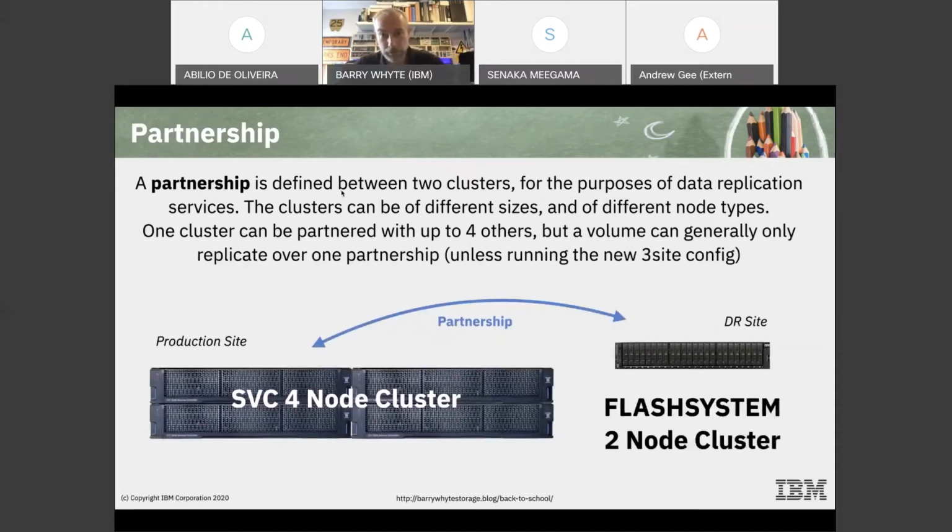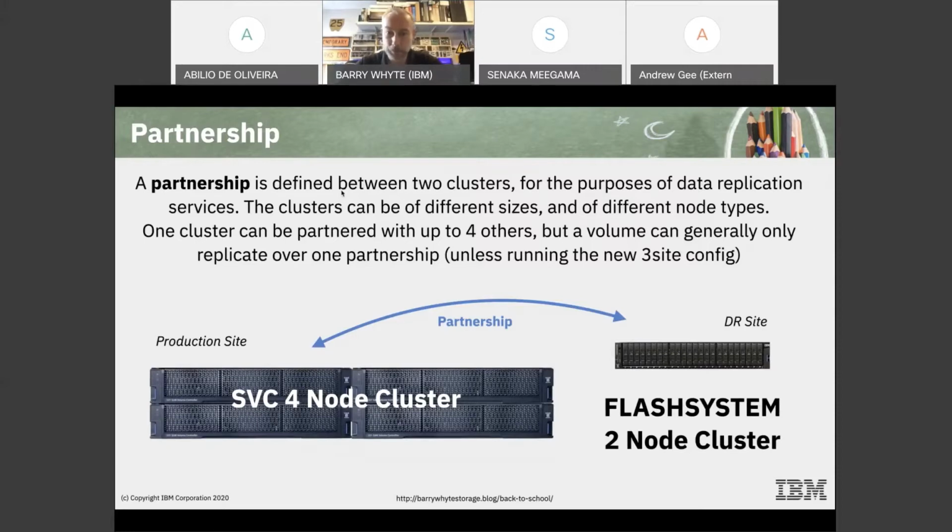When we're talking about disaster recovery, particularly, we create an additional thing, which is a partnership. A partnership is defined at the cluster level, so we're creating partnerships between 2 distinct clusters. The idea is that you would have a production site with a cluster running at it, and then a DR site where the other cluster is running.